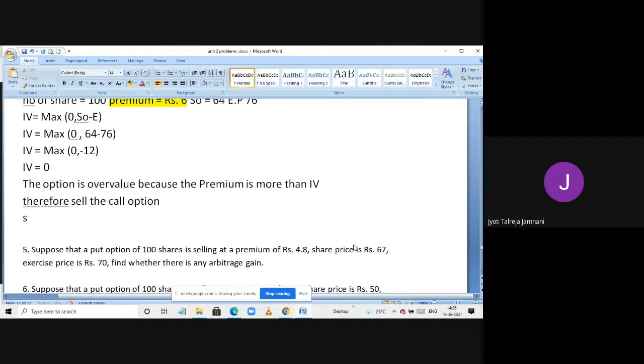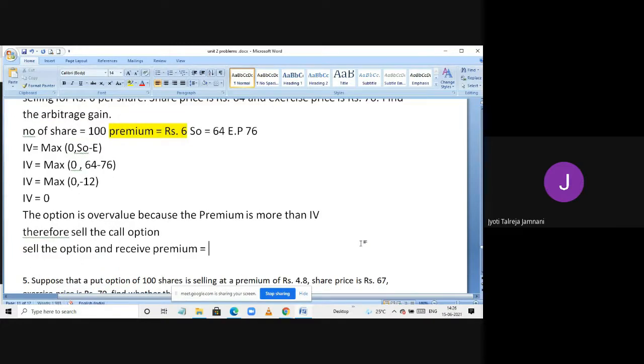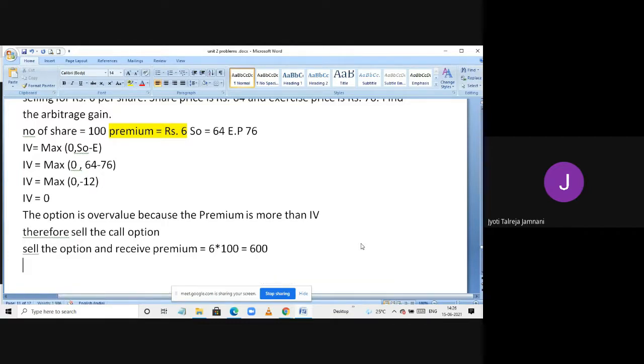If I sell the call option and receive the premium, because you're selling it, you're not buying the option now. You give the right to somebody else and you receive a premium. How much are you going to receive? 6 rupees into 100 shares. So you receive 600 rupees premium.